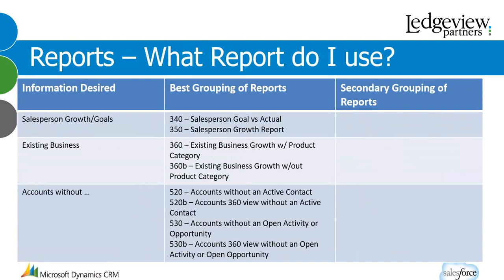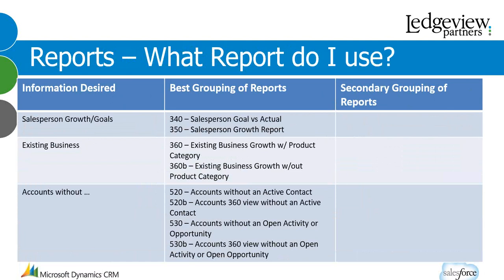Salesperson growth and goals. Many sales managers, I've worked with you in the past, setting up your goals and making sure that they're in the system, and this is where you can see how your salespeople are doing to them. And individual sales reps can see, how am I doing compared to that goal that my manager set for me? That's report 340. Report 350 is really showing your growth. How have you grown over a specific amount of time?